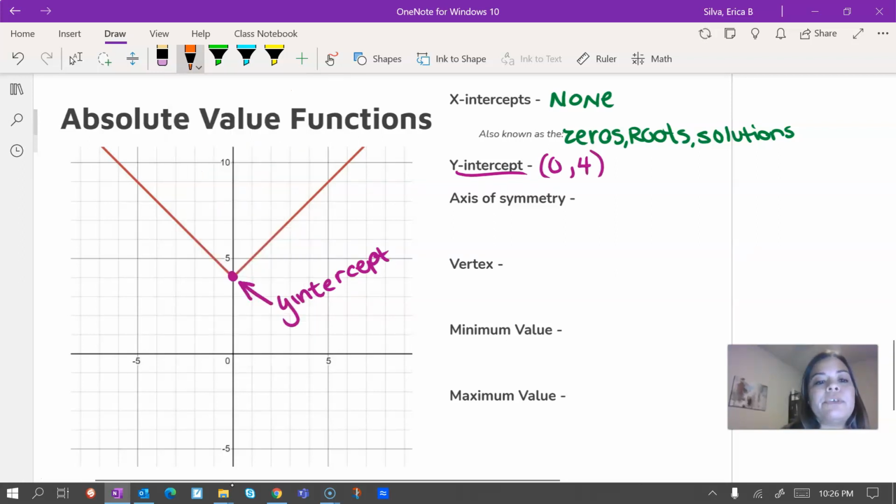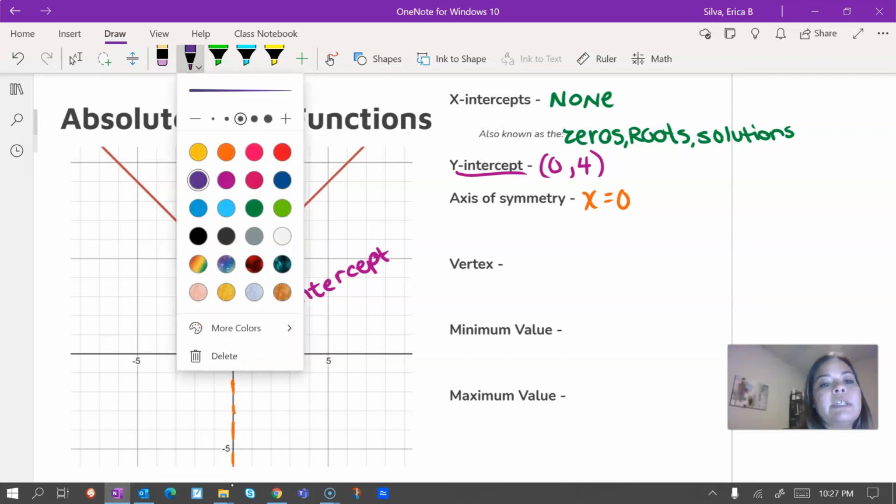My axis of symmetry will always go through the vertex. So this is my axis of symmetry. And the equation to my axis of symmetry again starts with x equals, and because it's going through 0 and any point on this imaginary vertical line will have an x value of 0, my equation is x is equal to 0.